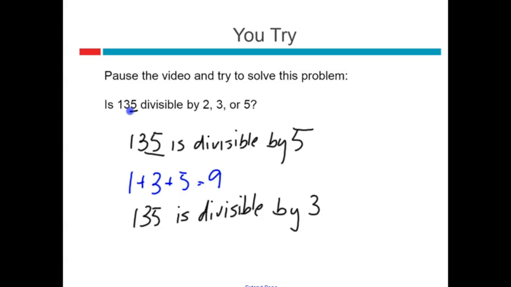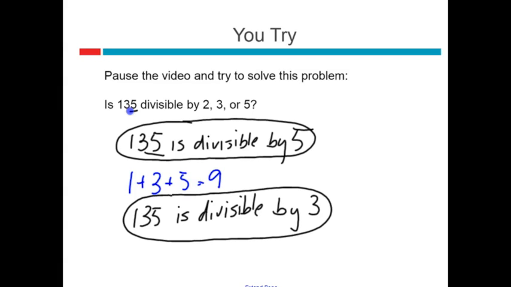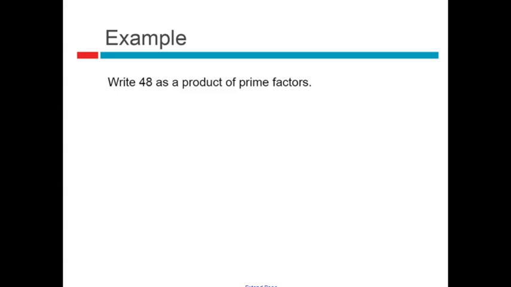Okay, so we learned that 135 is divisible by 5, and it is divisible by 3, but it's not divisible by 2. It's not an even number. And that's okay. What is going to be helpful to us in the near future is being able to write a number as a product of prime factors. There's a theorem called the fundamental theorem of arithmetic that says any whole number can be written uniquely as a product of prime factors. And that makes life very easy for us.